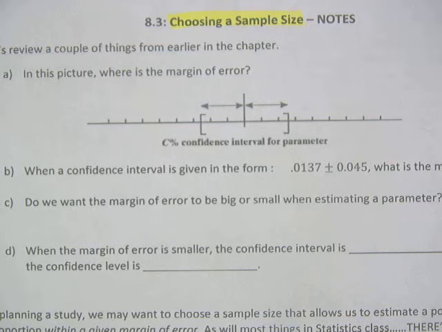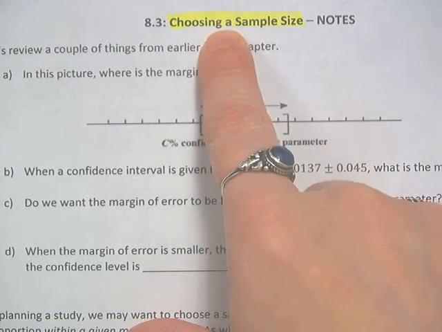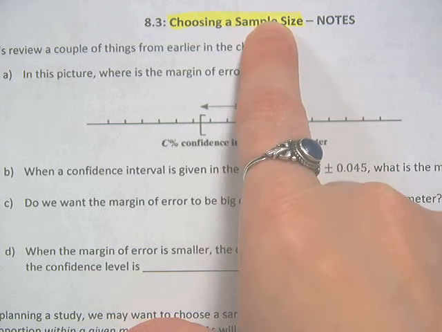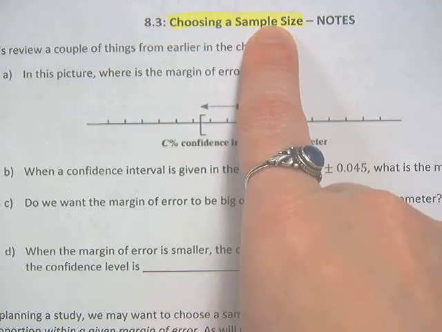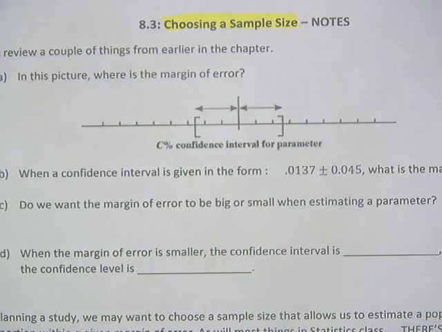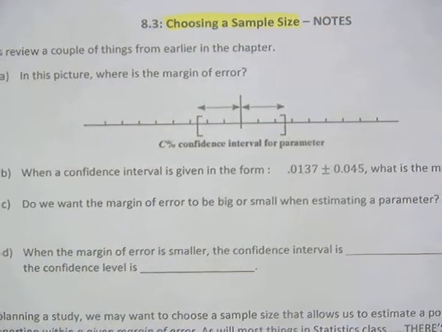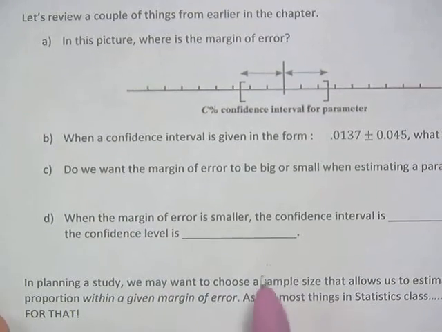So if I know what margin of error I'm shooting for, then the question I'm going to be able to answer at the end of the notes today is how large of a sample size should I choose to be within the confines of that margin of error. So let's start out with a little bit of review. A lot of this was just on your quiz, so I'm going to go through it pretty quickly.